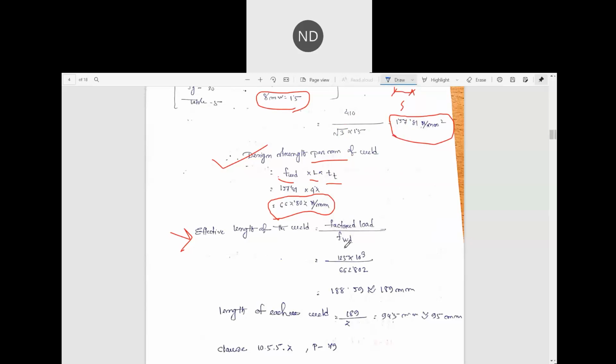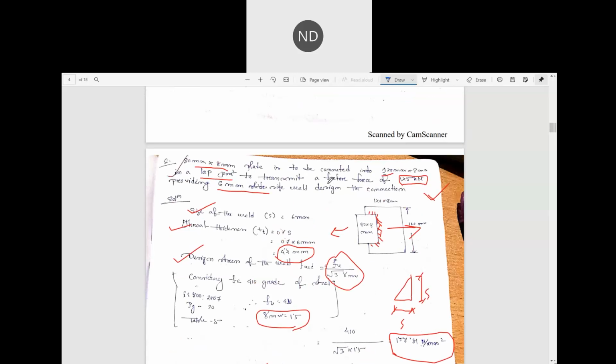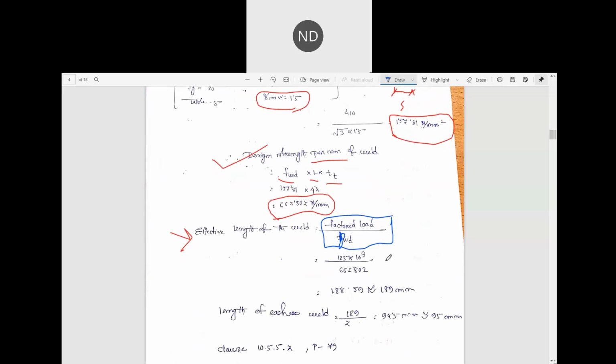Effective length of the weld is given by what? Factored load by PWD, that means the design strength. So what is the factored load? Our factored load is given to us to be 125 kilonewton. So 125 into 10 to the power 3, kilo comes. Then we have PWD, that is the design strength of the weld per mm length.